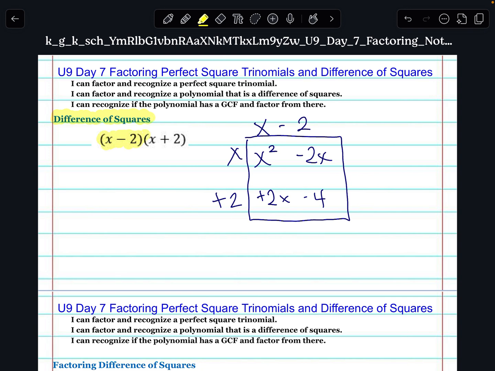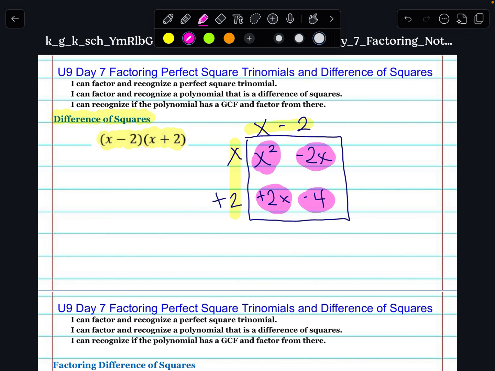We were given the factors. We wrote them on the outside of the box, we multiplied them together, and then that's how we got the x squared. We got a minus 2x, a plus 2x, and a minus 4. But what I want you to recognize today is this part. Oops, this should be a plus 4 down here. Oh, nope, it should be a minus.